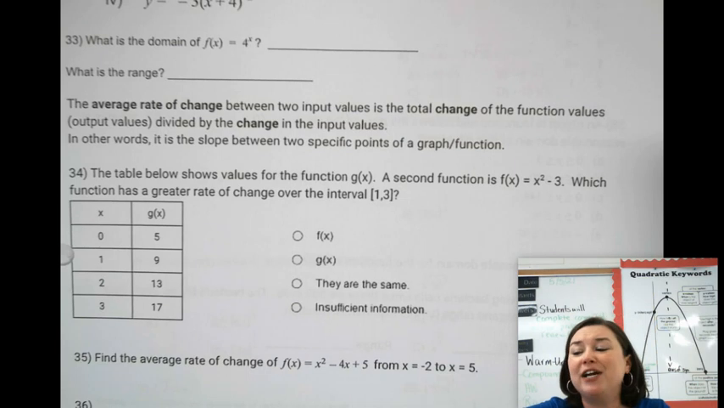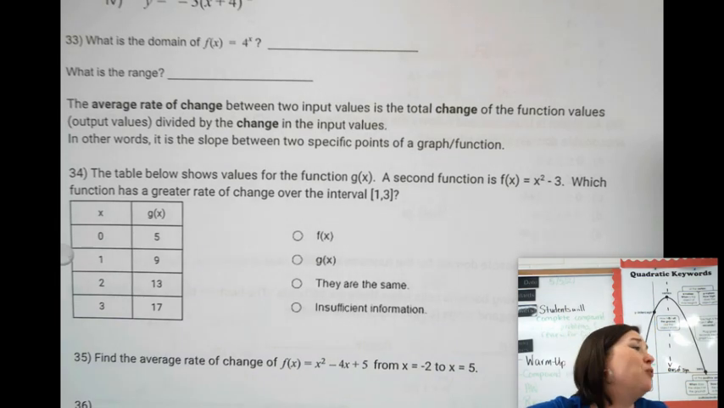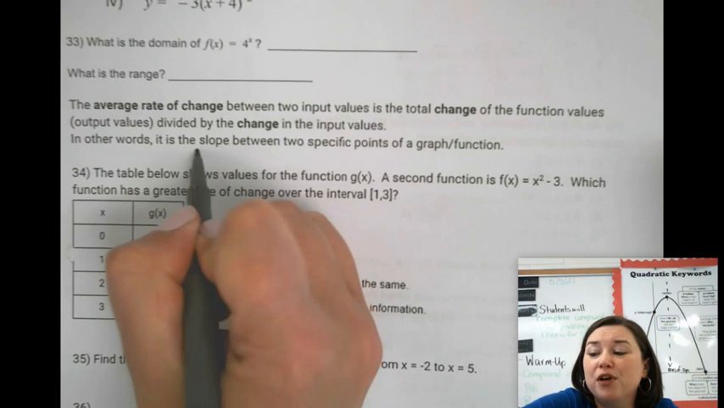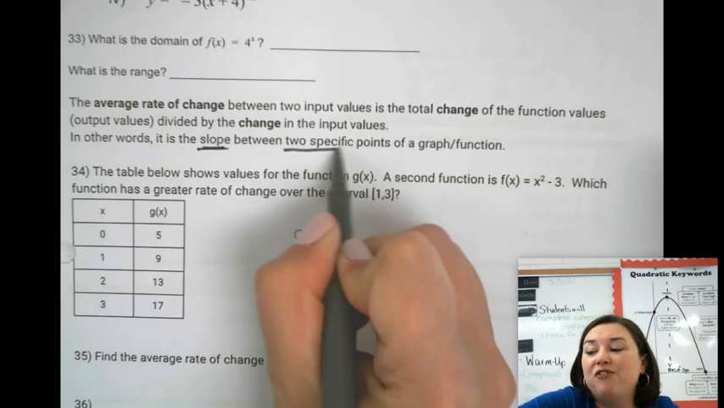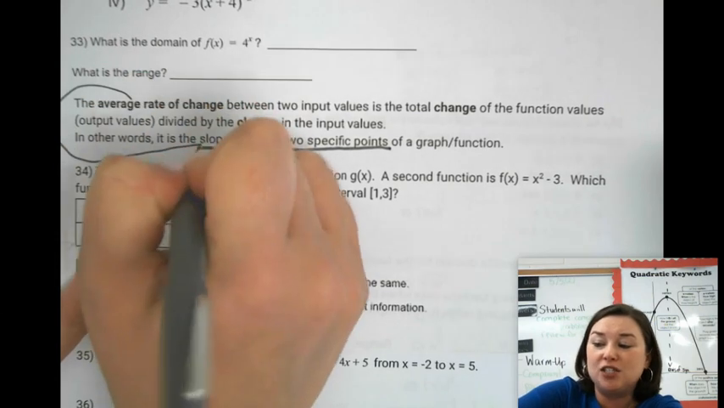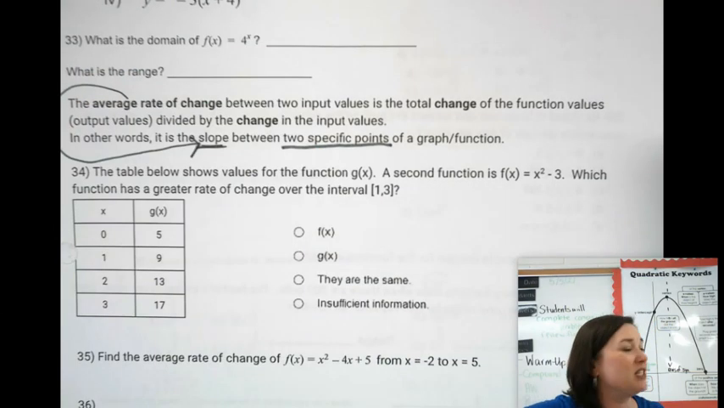It says the average rate of change between two input values is the total change of the function values divided by the change of the input values. And you're like, what does that even mean? So let me explain it better in another sentence. In other words, it is the slope between two specific points. The average rate of change is the slope between two specific points.